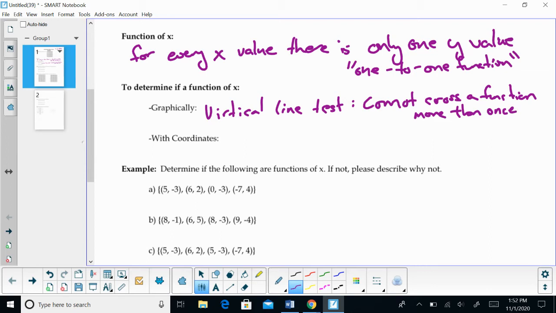We can also tell something's a function using coordinates. In this case, your x value cannot repeat unless y is the same. Okay, let's go through some examples of this.